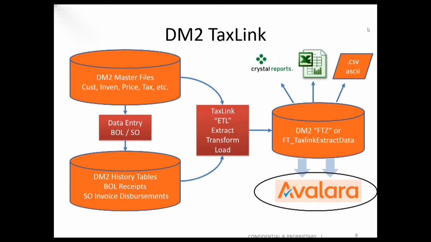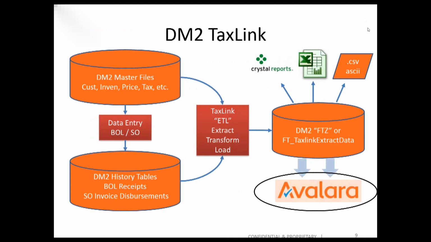It grabs the history tables for receipts and disbursements. It adds additional information from the master files, such as the supplier's FEIN, the carrier's FEIN, or the customer's or product's FTA codes. It transforms that data into a motor fuel tax friendly format, and then it creates a specialized work table. This is the large database on the right. In the older framework, it's called FTZ. In the modern framework, it's called FT_TaxLink extract data. That's a temporary work table that is built from the ETL.